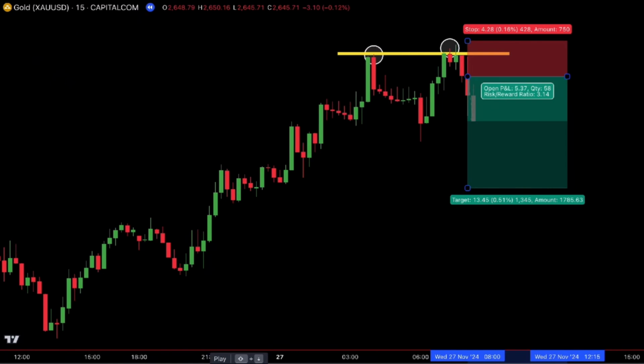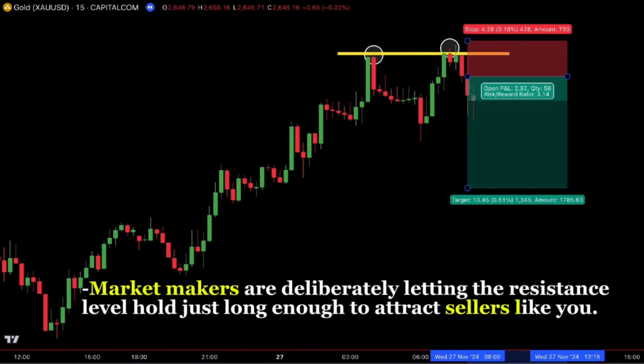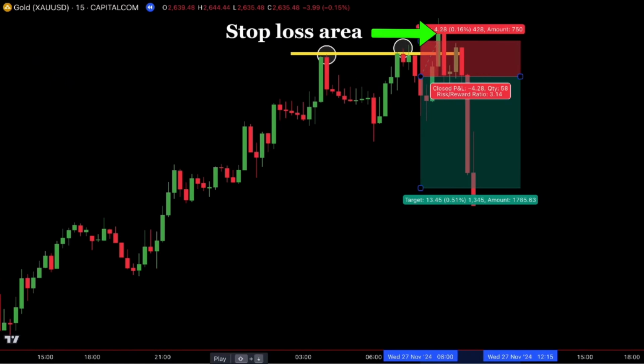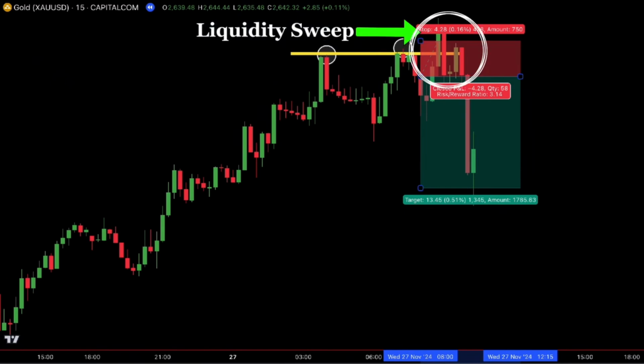But here's what's really happening. Market makers are deliberately letting the resistance level hold just long enough to attract sellers like you. They know exactly where your stop losses are, clustered just above the double top. When enough traders have entered, the price suddenly surges upward, breaking through the resistance. This isn't a breakout, it's a liquidity sweep. Market makers trigger stop losses to create the liquidity they need to fill their own sell orders at higher prices. Once they've collected liquidity, the price reverses sharply and drops in the direction you originally expected. But now, you're out of the trade, watching the market move without you.